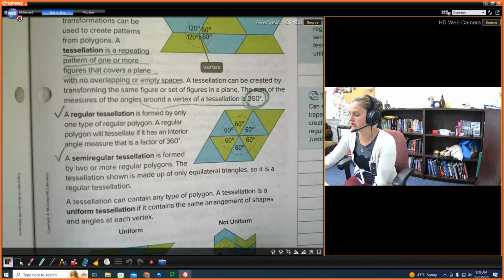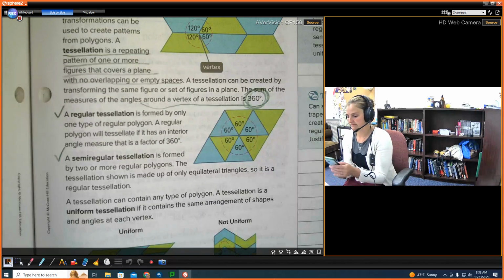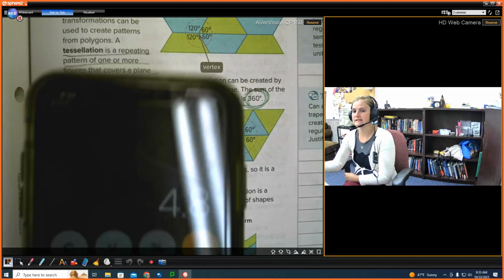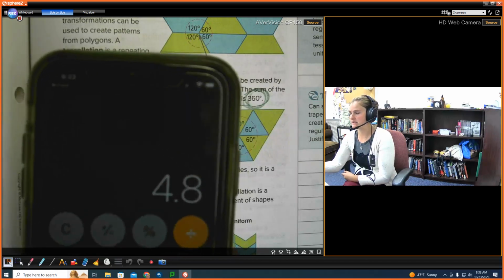Wait, does 75 divide evenly? Oh my gosh, I don't even know. Let's see. 360 divided by 75. Nope, 4.8. See, it's not correct.